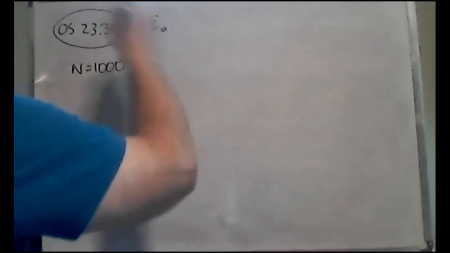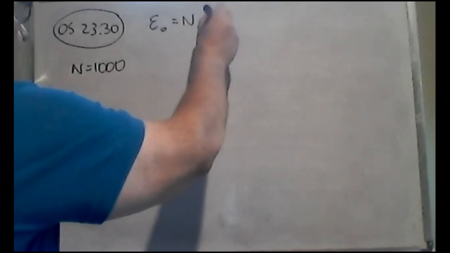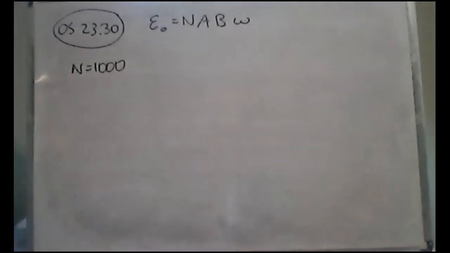So again, what am I looking for? I'm looking for eventually the maximum. I want the peak EMF. So again, that's going to be epsilon naught equals N, A, B, omega. All right, so I have to answer the mail on each one of these. So I found N. That's given to me straight out.